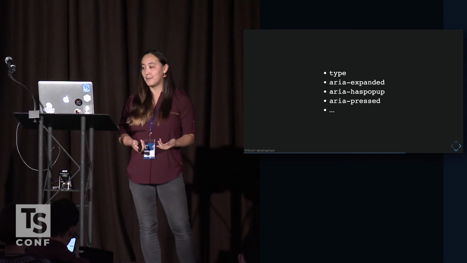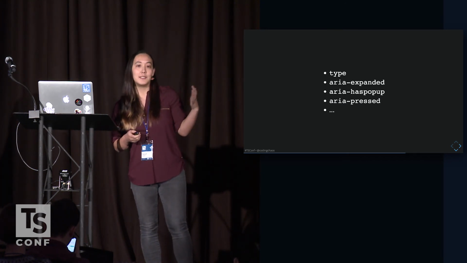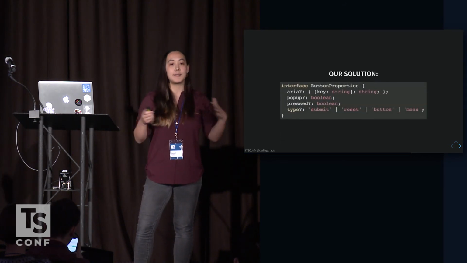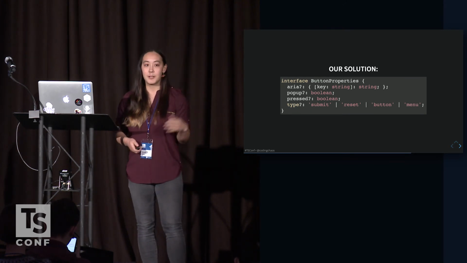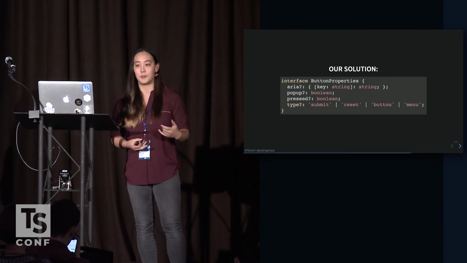So we ended up with this kind of compromise where there's an ARIA bucket, which is less than ideal, but it's there. So if you know what you're doing, you can go and modify stuff. But then we also account for all the common use cases like pop-up and press and tooltip and stuff like that.